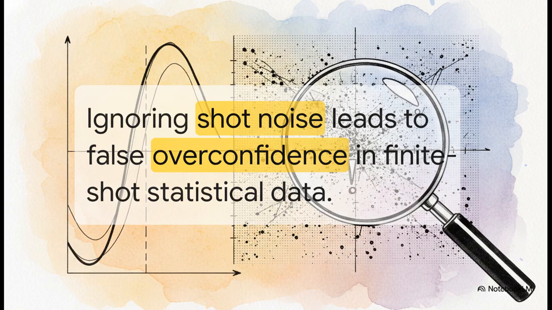Another massive trap is ignoring shot noise. Because quantum measurement is probabilistic by nature, a finite number of circuit executions, what we call shots, only gives you an estimator with sampling uncertainty. That statistical fluctuation is your shot noise. If you ignore it, you are going to gain a really dangerous, false overconfidence in your data. This is especially problematic in variational algorithms, where your classical optimizer might start making updates based entirely on finite shot statistical noise instead of actual algorithmic improvement.